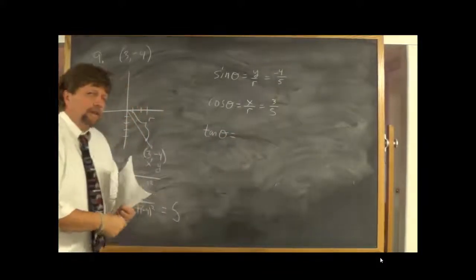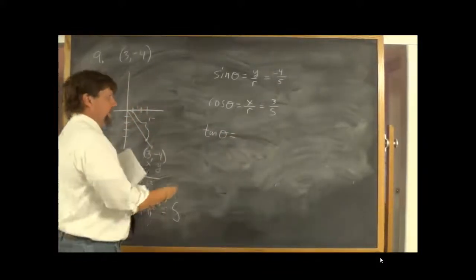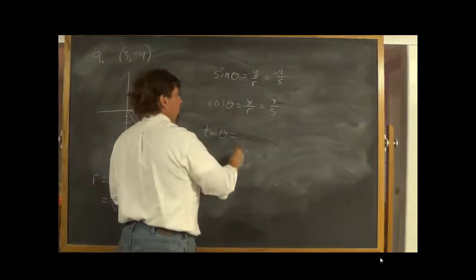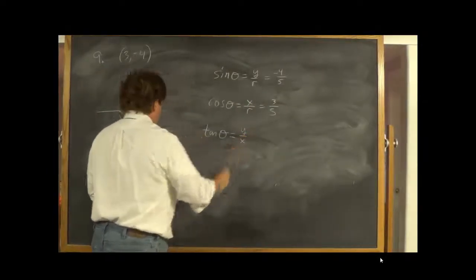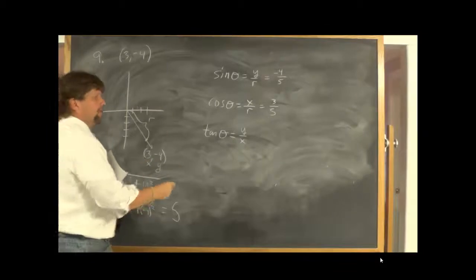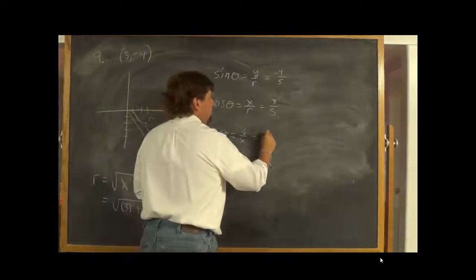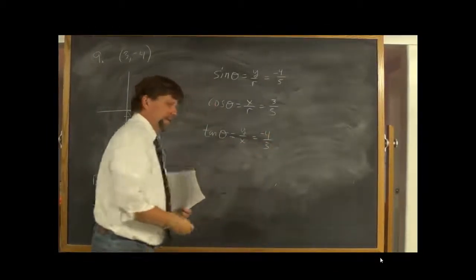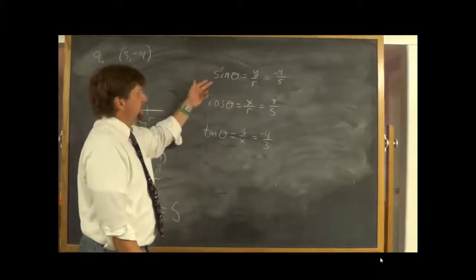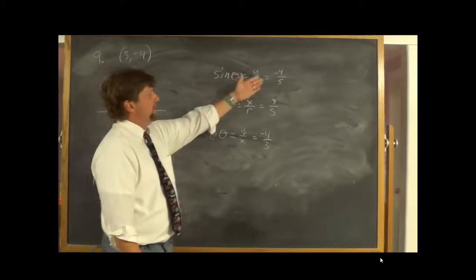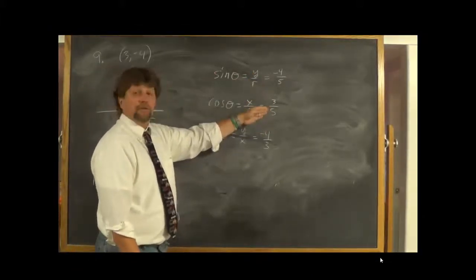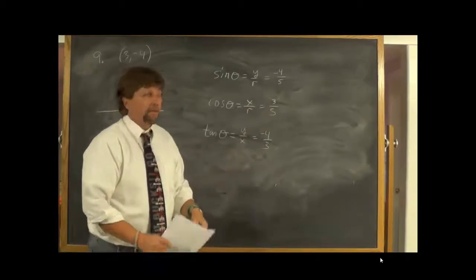think of tangent multiple ways now. Tangent, you can think of it as being y over x, which is -4/3, or you could use your quotient identity. Tangent is always sine over cosine. So you could have taken -4/5 over 3/5, and you're going to get the same thing.